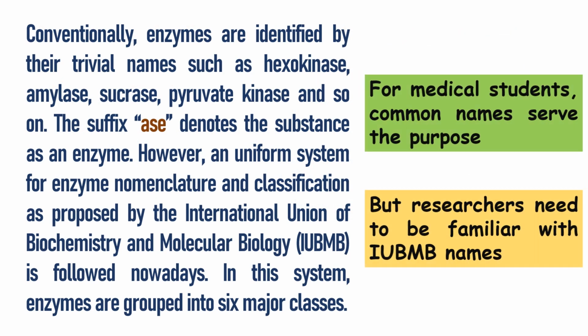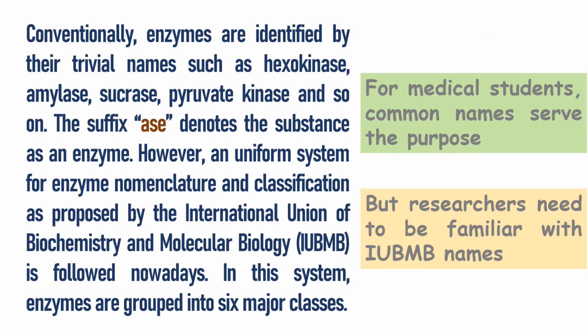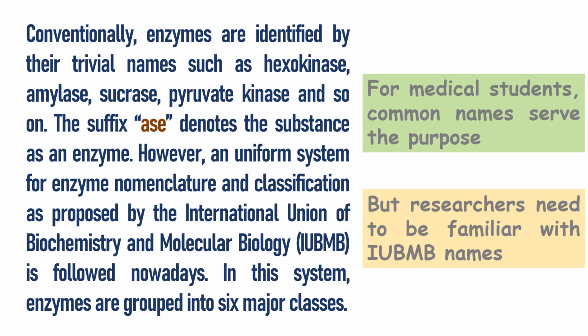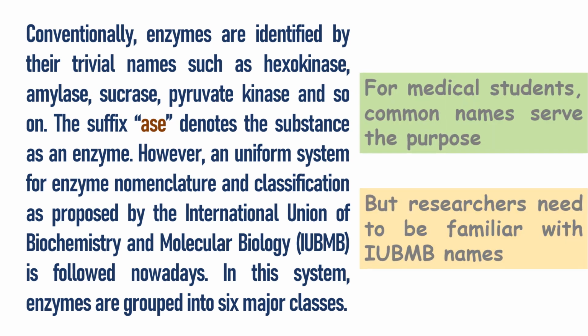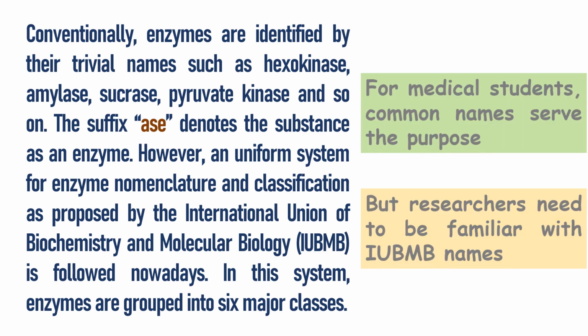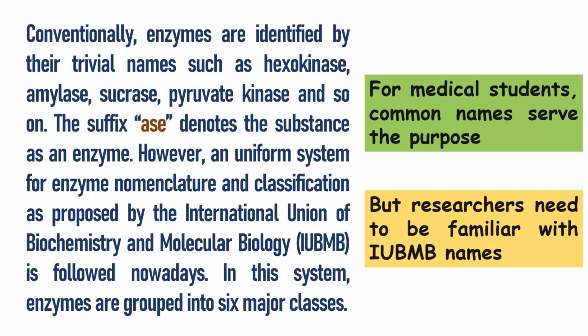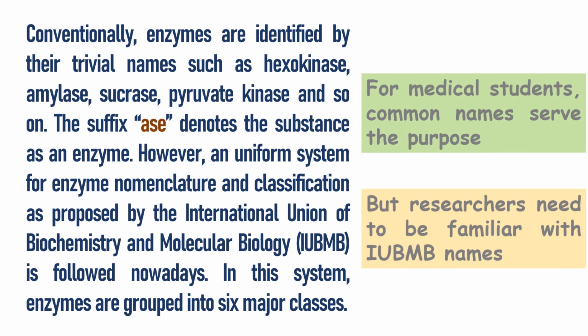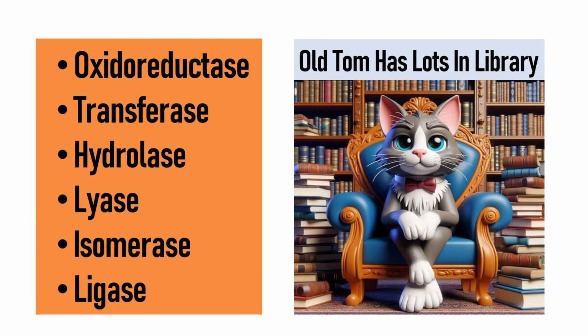Conventionally, enzymes are identified by their trivial names, such as hexokinase, amylase, sucrase, pyruvate kinase, and so on. The suffix ase denotes the substance as an enzyme. However, a uniform system for enzyme nomenclature and classification, as proposed by the International Union of Biochemistry and Molecular Biology, is followed nowadays. In this system, enzymes are grouped into 6 major classes. This mnemonic will help you remember the names of various categories: oxidoreductase, transferase, hydrolase, lyase, isomerase, and ligase.